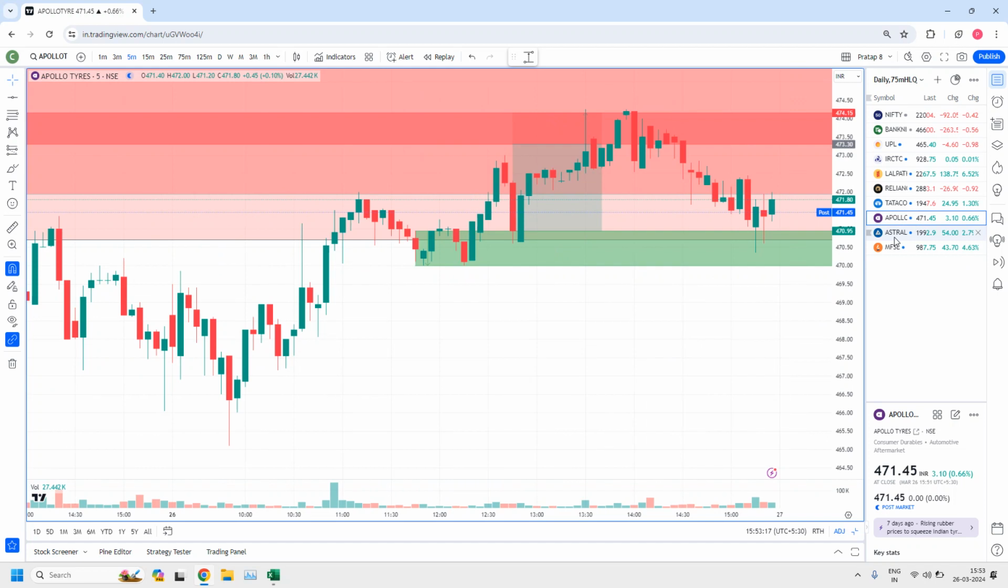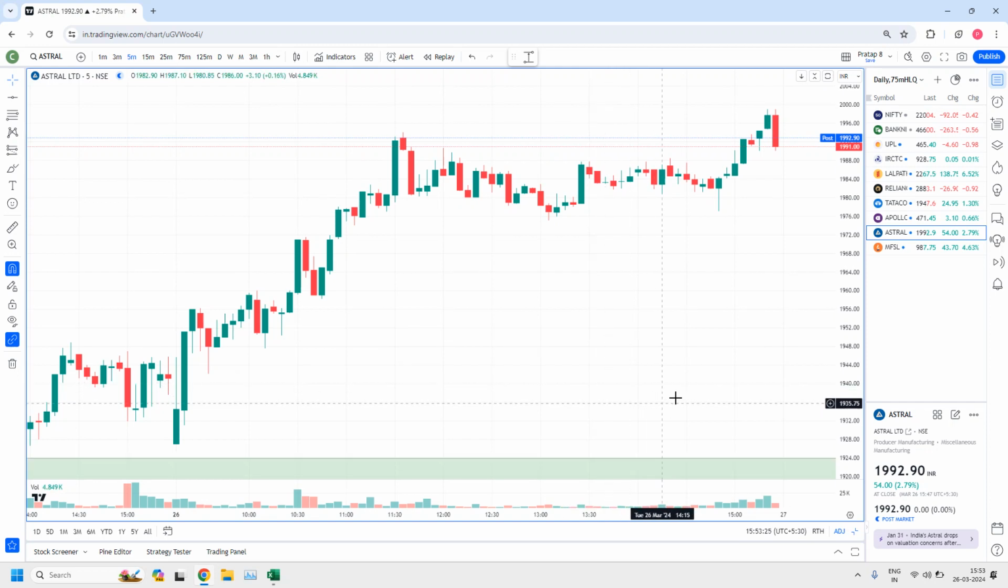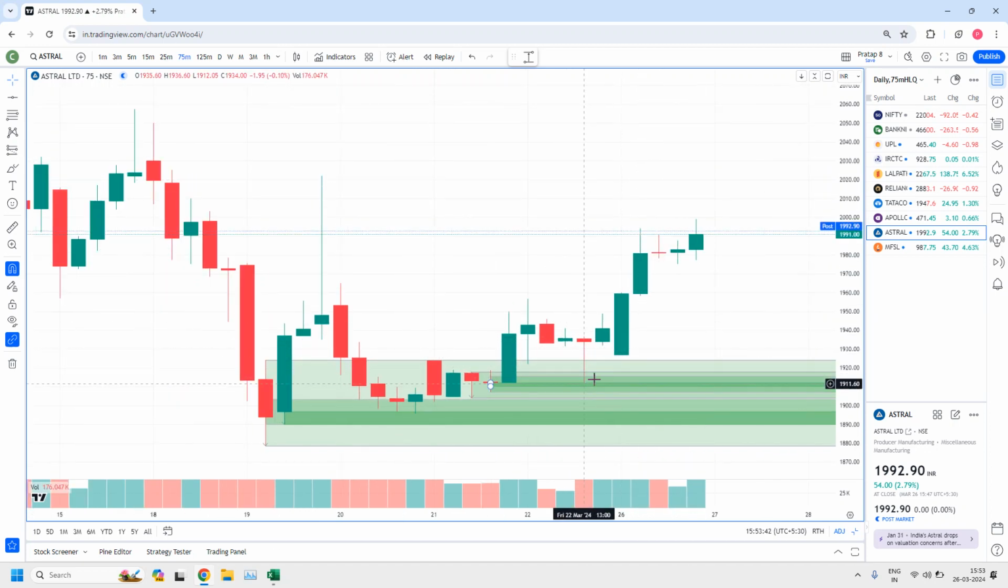Next one is Astral. On Friday we got a very good profit, and today is a continuation of Friday's trade, the last Friday. This is a 75 minutes chart. Last Friday we got an excellent trade in Astral here, and today we didn't get, it is a continuation of this. Those who carried the positions in Astral would have got an excellent profit. Anyway, we didn't get the trade.